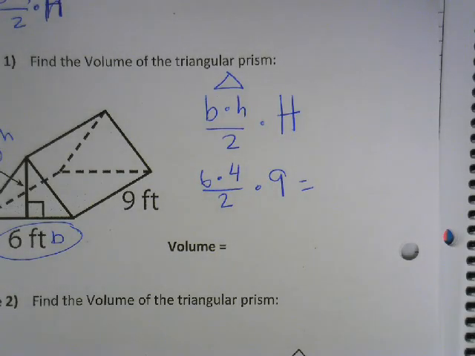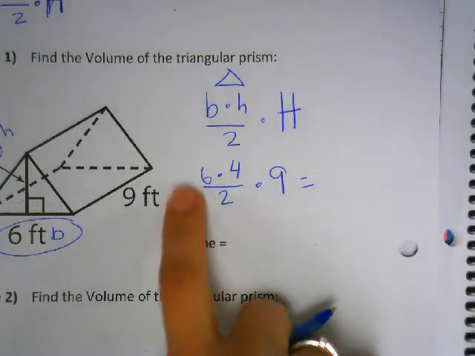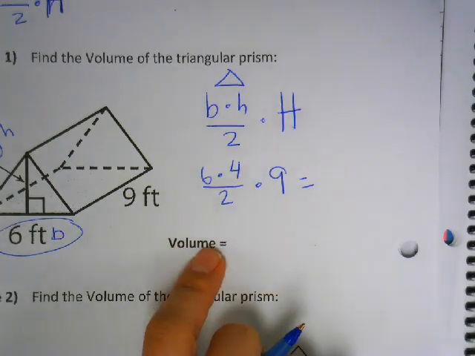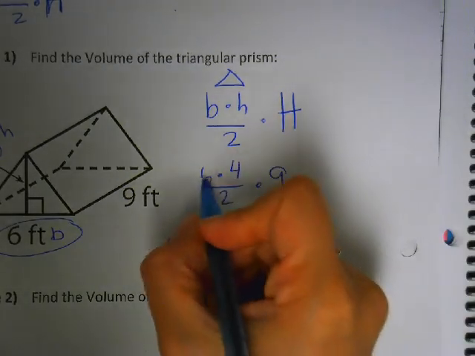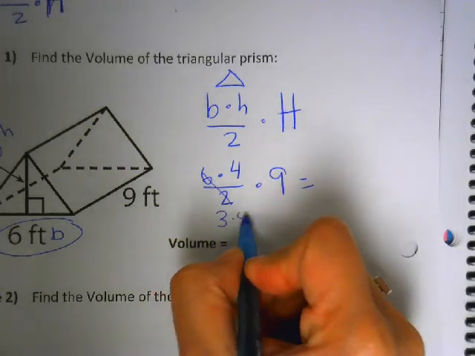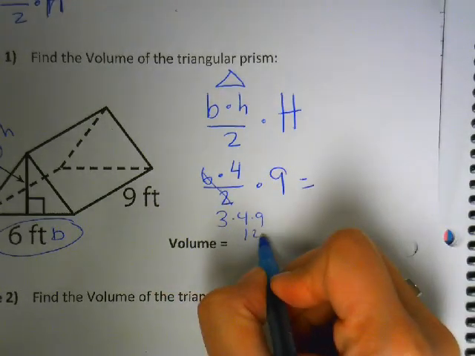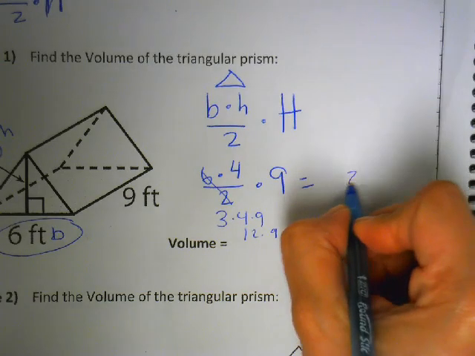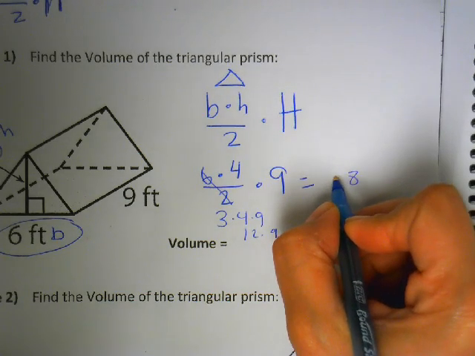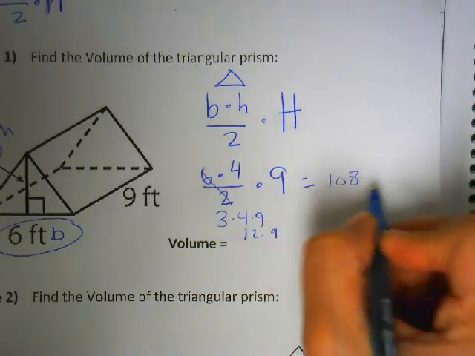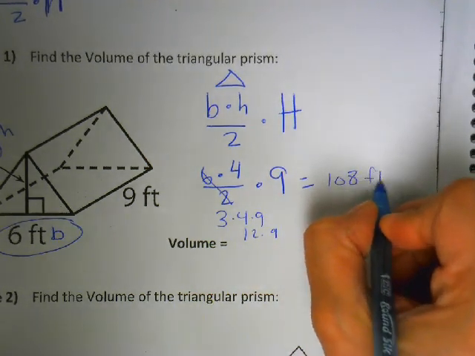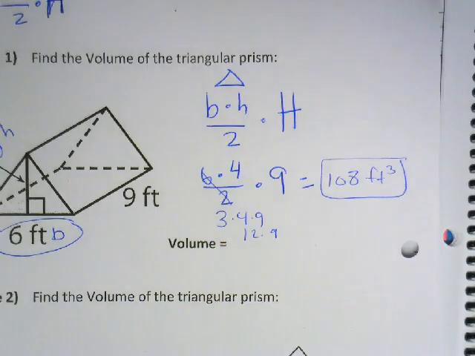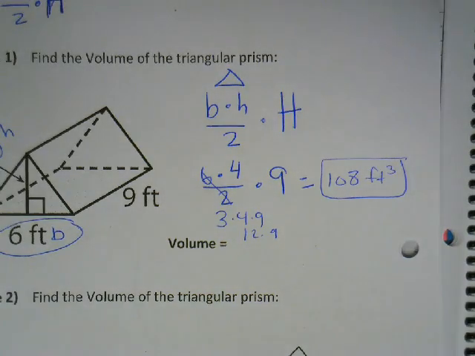Yes, you can take one of these and divide by 2. So I'm going to do that. So 3 times 4 times 9. 12 times 9. 18, carry the 1, 9, 10. 108 feet cubed. We got 108.